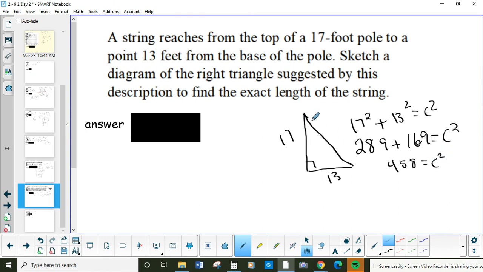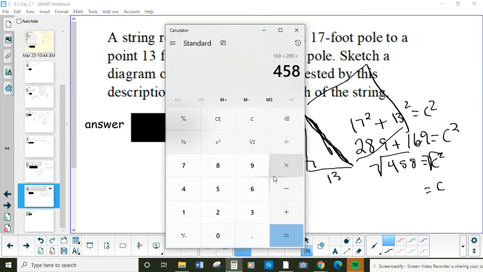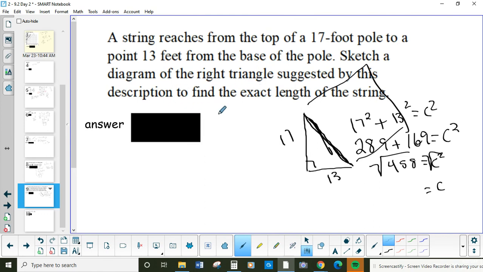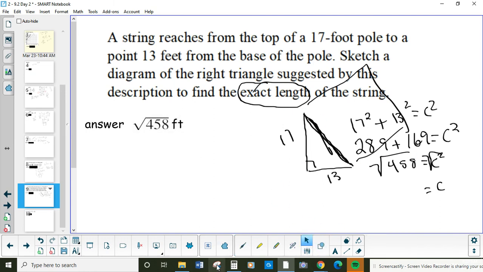If we want to know the distance of this string, the line, right now we know what this square is, right? The area of this square. We want to know just the line. We take the square root of it. So how do we make c squared c? We take the square root of both sides. Square root of c squared is c. What's the square root of 458? We already got it in our calculator, right? We just hit the square root button. We see that it's an irrational number. And so we could estimate, but not this time because they say what? If they want exact, we have to write our answer this way. It's square root of 458 feet.